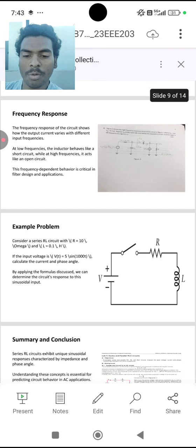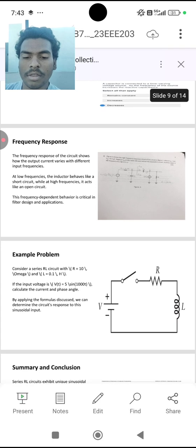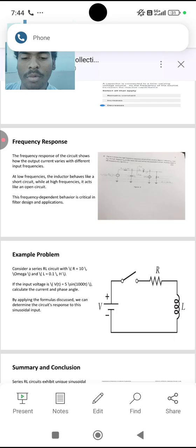So here in the example problem, consider a series RL circuit with a resistor of 10 ohm and an inductor of 0.1 Henry. If the input voltage is V(t) = 5 sin(100t), calculate the current and phase angle. By applying the formulas discussed, we can determine the circuit's response to this sinusoidal input.